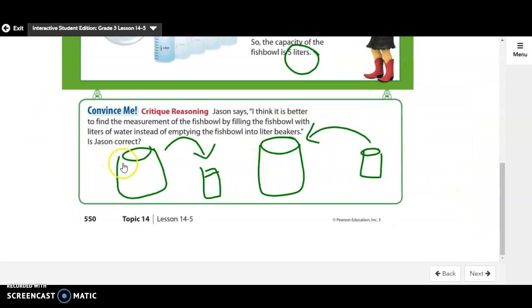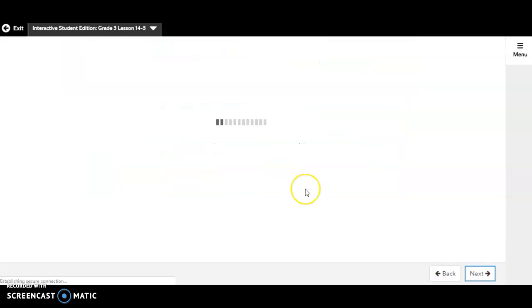So I wouldn't say Jason's definitely correct. I think he found another way. I don't know that he found an easier way. I think that would be kind of an opinion question, which one you think is easier. But he definitely found a different way to think of capacity.